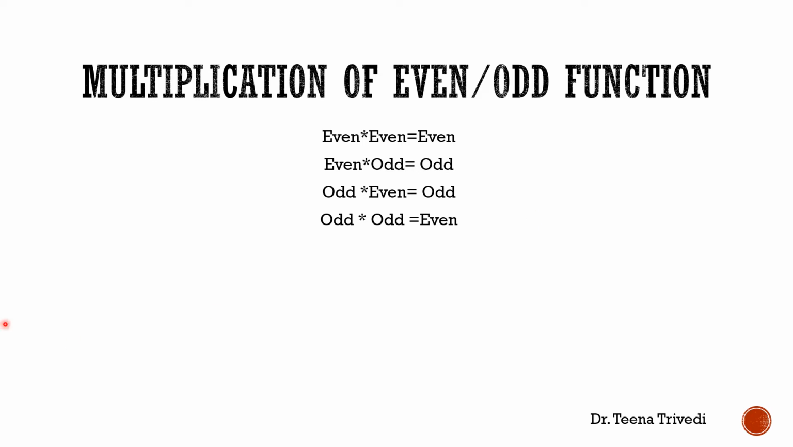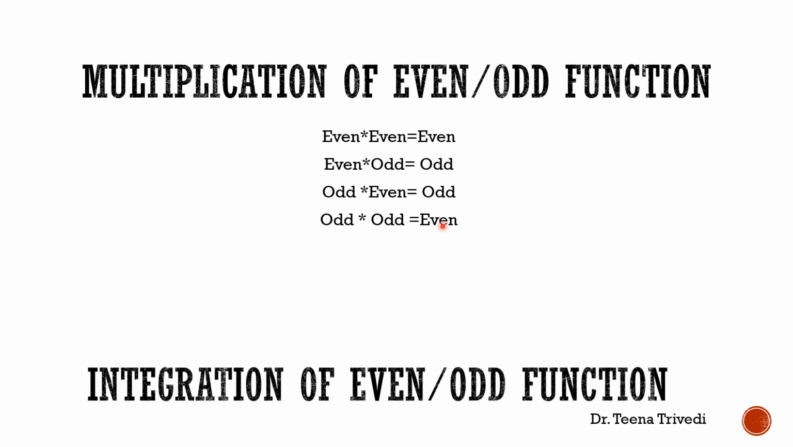So let's understand the multiplication of even odd functions. When you multiply two even functions, the resultant will be an even function. When you multiply one even function with an odd function, for example x square into x cube, the resultant will be x raised to power 5, so the resultant function will be odd. When you multiply odd with even, the resultant will again be odd. When you multiply two odd functions, the resultant function will be even. For example, x into x cube gives x to the power 4, which is an even function.